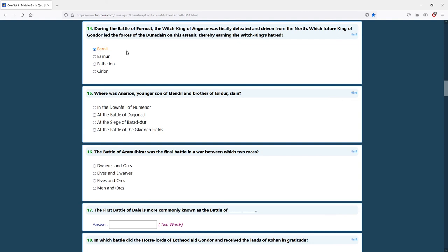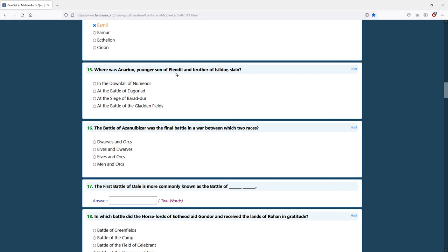So, where was Anárion, younger son of Elendil and brother of Isildur, slain? In the downfall of Númenor, at the Battle of Dagorlad, at the Siege of Barad-dûr, at the Battle of the Gladden Fields. I think it's the Siege of Barad-dûr, right before the last battle of the Last Alliance. Yeah, I'm going to say the Siege of Barad-dûr.